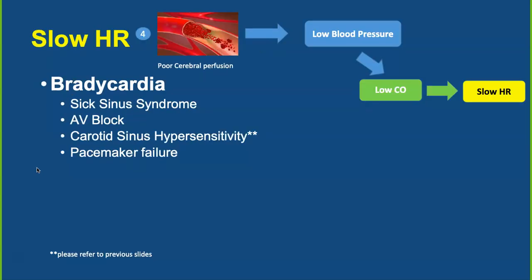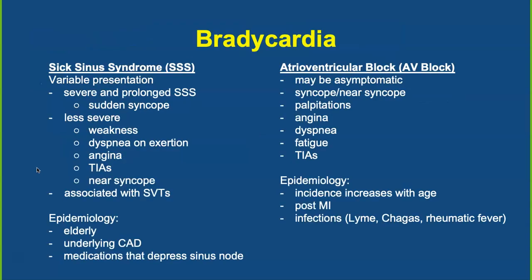And the last part of our framework are conditions that lead to slow heart rates or bradycardia. So here are two main syndromes that we'll talk about: sick sinus syndrome and atrioventricular block. For sick sinus syndrome, it can be very variable, where you can have actually slow heart rates and fast heart rates. If it's severe and prolonged sick sinus syndrome, you might have that sudden cardiac syncope. If it's less severe, patients might be complaining of weakness or dyspnea, angina. They might have near syncope or TIAs. And this is also associated with SVTs, mainly AFib.